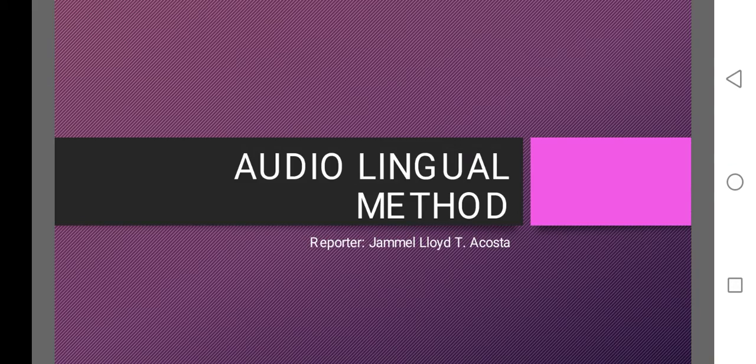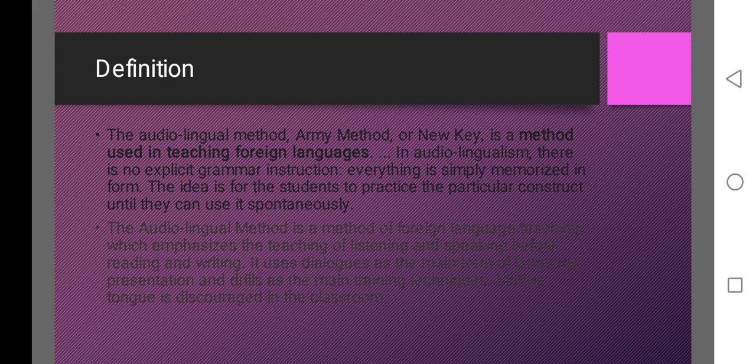Audio-Lingual method. So, definition. The audiolingual method, or Army method, is a method used in teaching foreign languages.